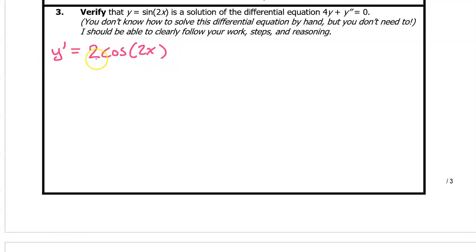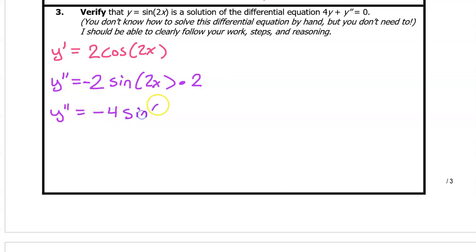I like to put the 2 in front, so now we have this. Now let's find y double prime. I'm bringing down the 2. The derivative of cosine is negative sine. So I'm going to put the negative, and then I have sine. And again, the chain rule, I multiply by the derivative of the inside, which will be 2. So that's going to be y double prime is equal to negative 4 sine 2x.